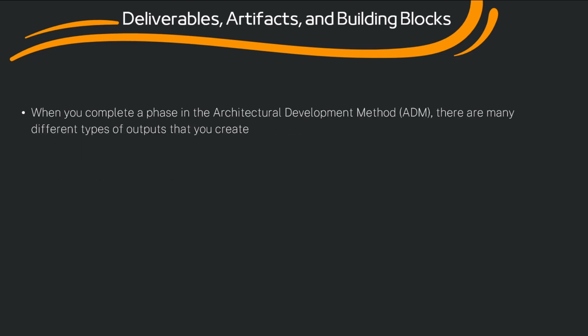When you complete a phase in the architecture development method, or ADM, there are a lot of different types of outputs that you can create. These outputs are categorized as either deliverables, artifacts, or building blocks.